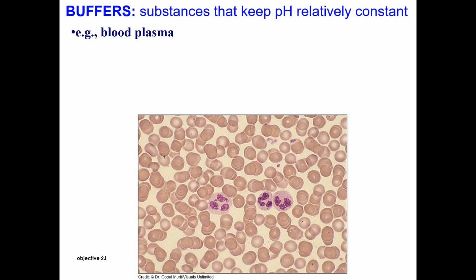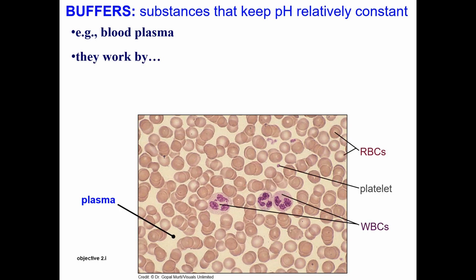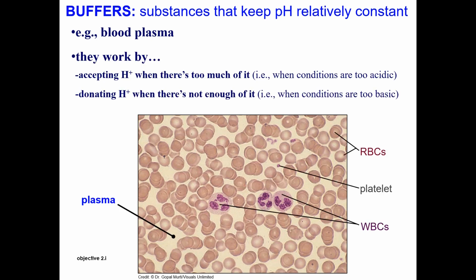The way that they work is by accepting hydrogen ions when there are too many of them and donating hydrogen ions when there are not enough. This is really important for keeping your blood neutral.